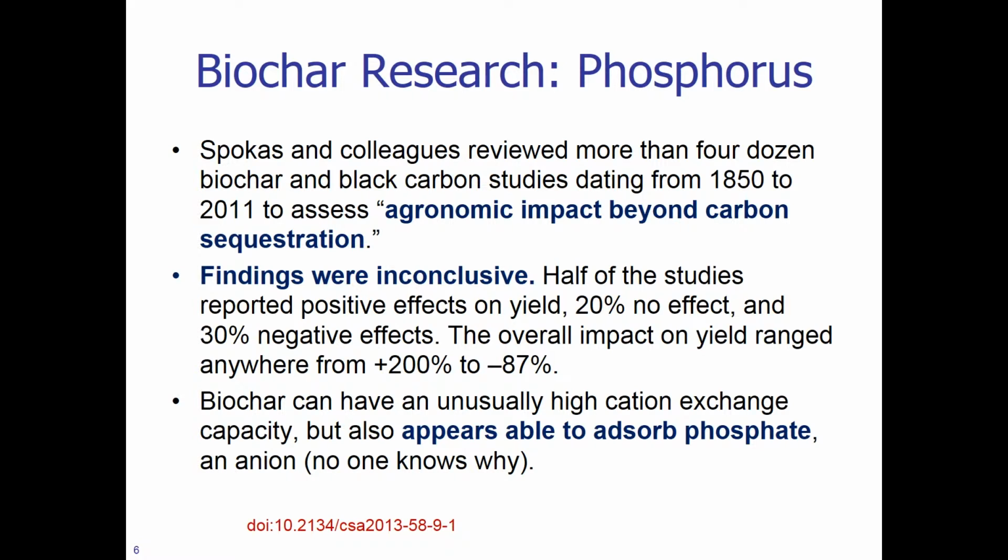See, biochar can have unusually high cation exchange capacity, right? That means it has the ability to hold on to and to release phosphorus and other nutrients, but it also appears able to absorb phosphate, which is an anion. And from that article, they say no one knows why. Now, these are some of the things that we need to take care of, and understanding why there are some negative effects. You can't just apply biochar and feel that everything is going to be okay and that you'll get a high yield and so on and so forth.